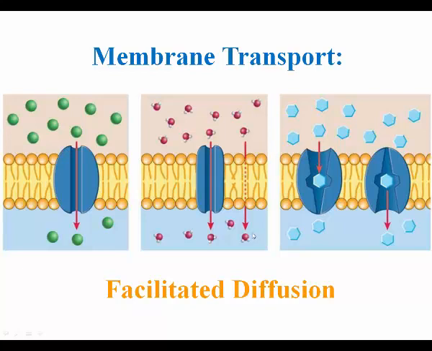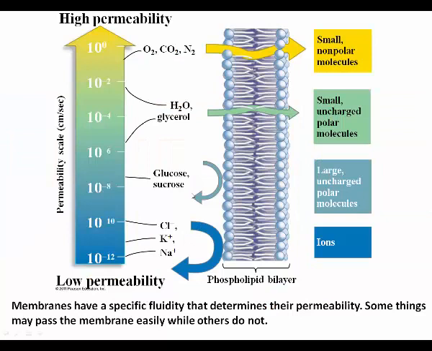Last lecture I described simple diffusion, which is diffusion across the phospholipid bilayer without the assistance of proteins. Facilitated diffusion is also passive transport and also based on diffusion, but it is facilitated by the action of proteins. Remember that while there are some substances that the membrane is completely permeable to, there are others that still have to cross the membrane but cannot do it by simple diffusion. Those are allowed to move across the membrane still by diffusion, but with the aid of proteins.